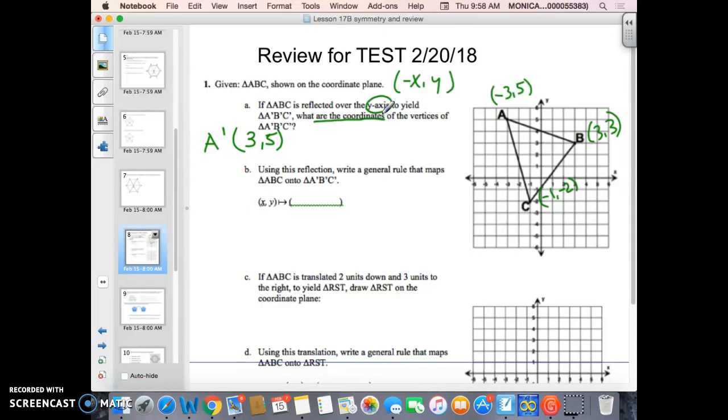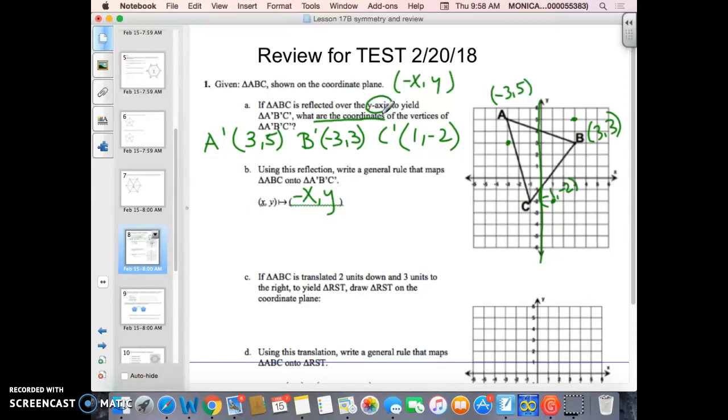B prime is at -3, 3. And C prime will be at 1, -2. And the rule again is -x, y. You can graph those if you'd like to see if you did it correctly. Remember, you're reflecting over the y-axis in this case, so that's this line here, and you'll see that becomes 1, -2. B is going to reflect back here, and A is going to reflect over here at 3, 5.